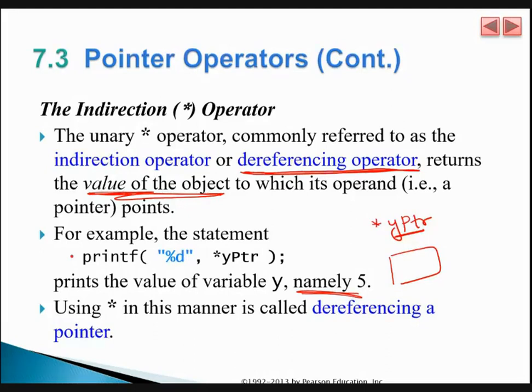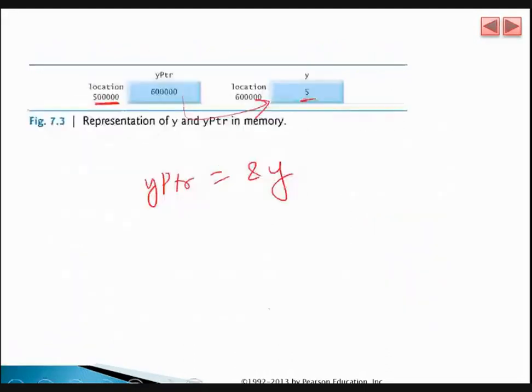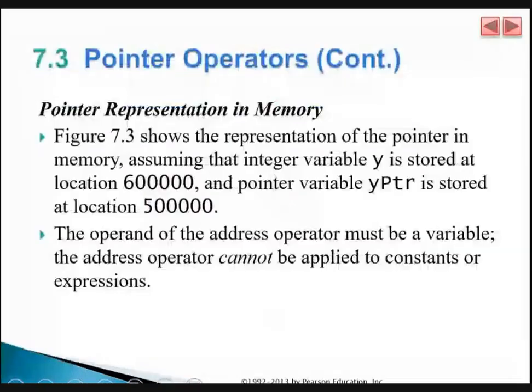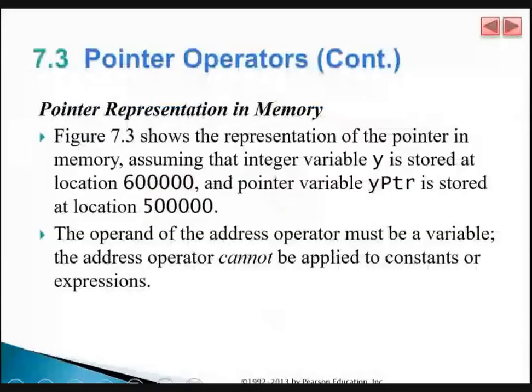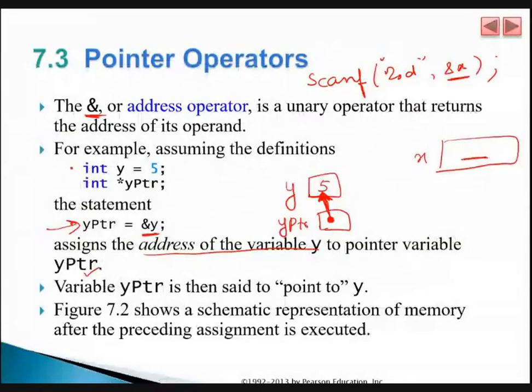Till now what we have seen is two operators. We have seen the ampersand operator. This is the address operator. It will return the address of its operand. In this case, y is the operand. The address of y will get returned and stored in yptr.